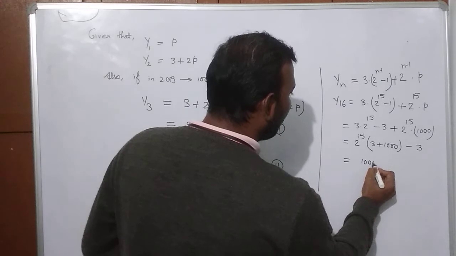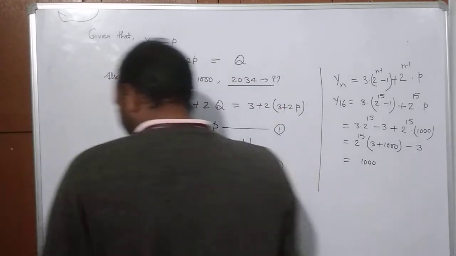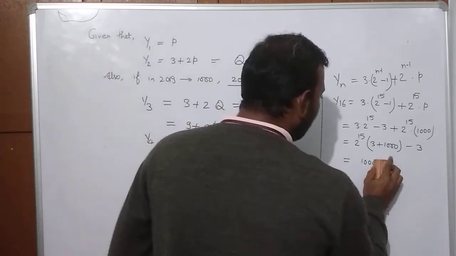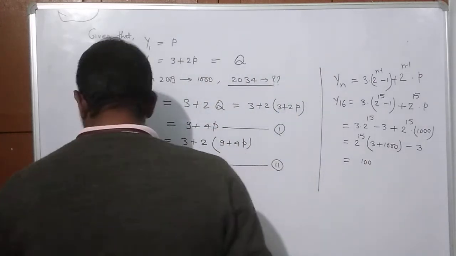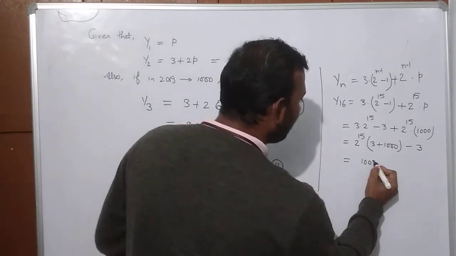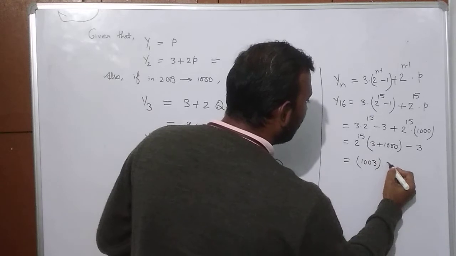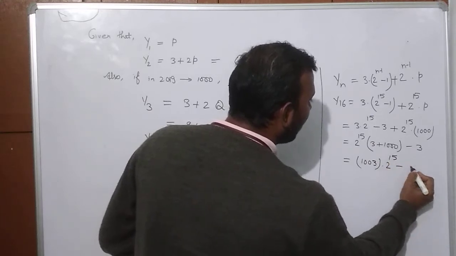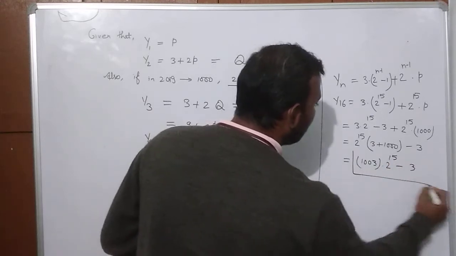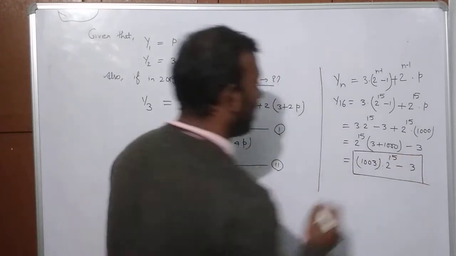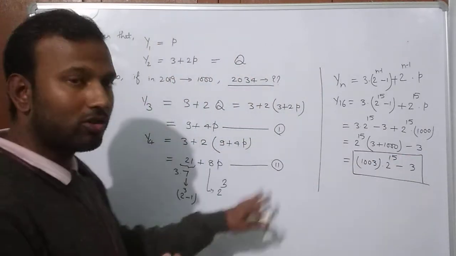Now, 3 plus 1000 is 1003. So 1003 multiplied by 2 power 15 and minus 3. This will be our required answer. Okay, for the first question.